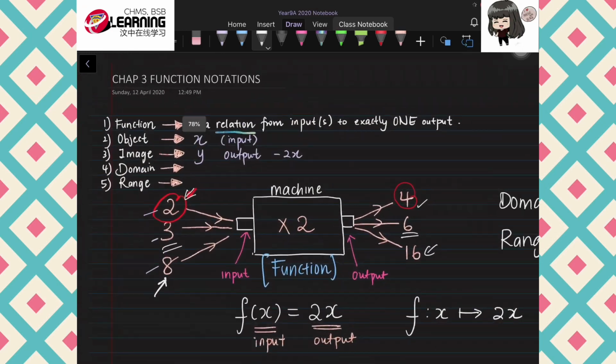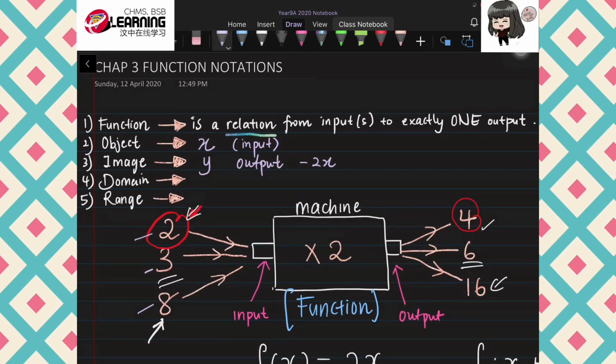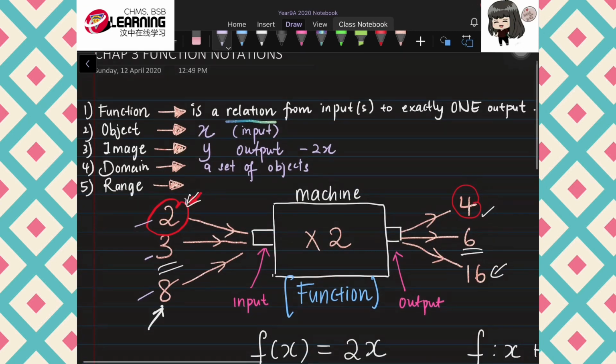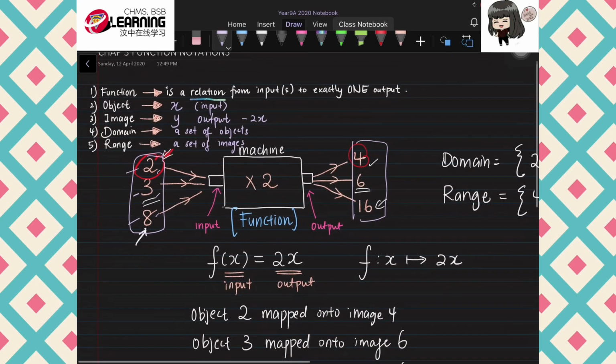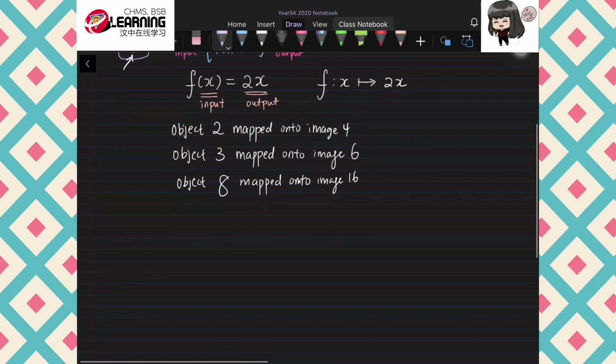Okay, so domain means a set of objects or a set of your inputs. All these 2, 3, and 8 here are your objects, which is called domain. And your images, which are 4, 6, and 16, are the range. So range is a set of images. Okay, so I give you another example.